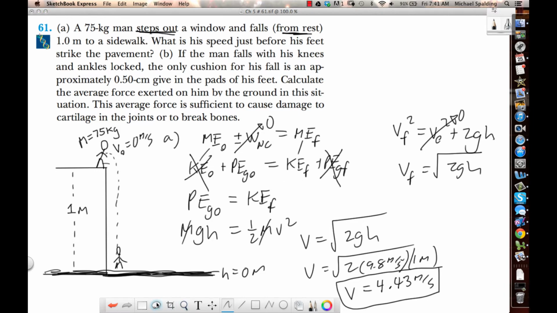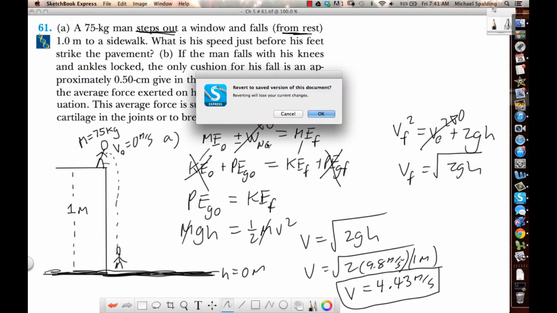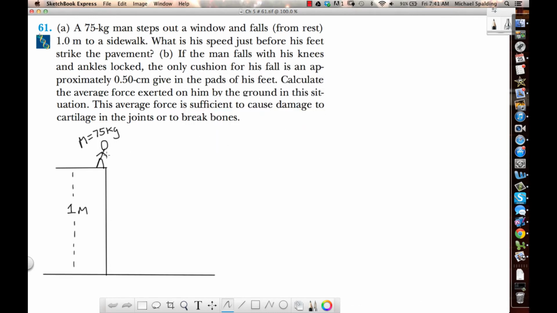So in part B, what they're saying is, all right, so now he goes down, and then boom, when he hits the ground, he has his knees and ankles locked. This just sounds painful. The only cushion for his fall is 0.5 centimeter give in the pads of his feet.